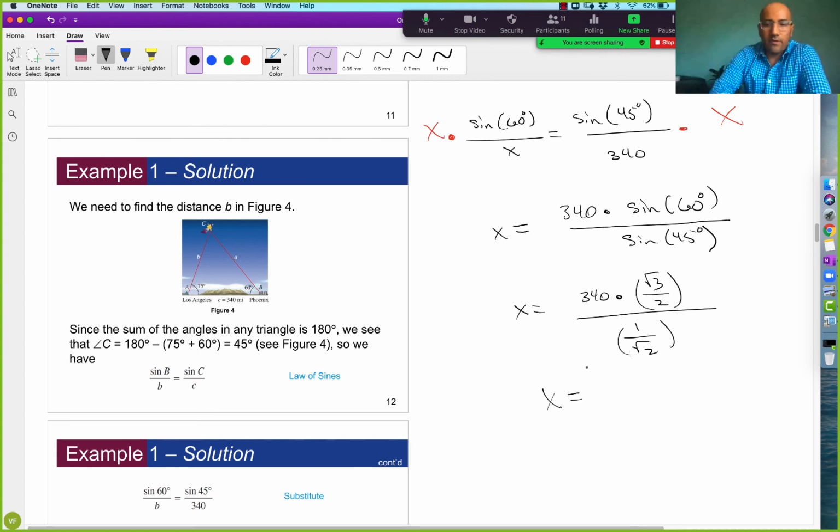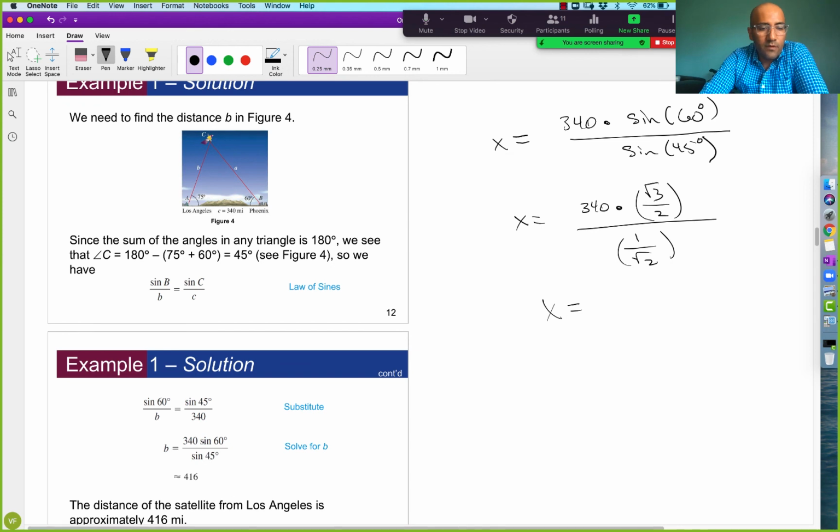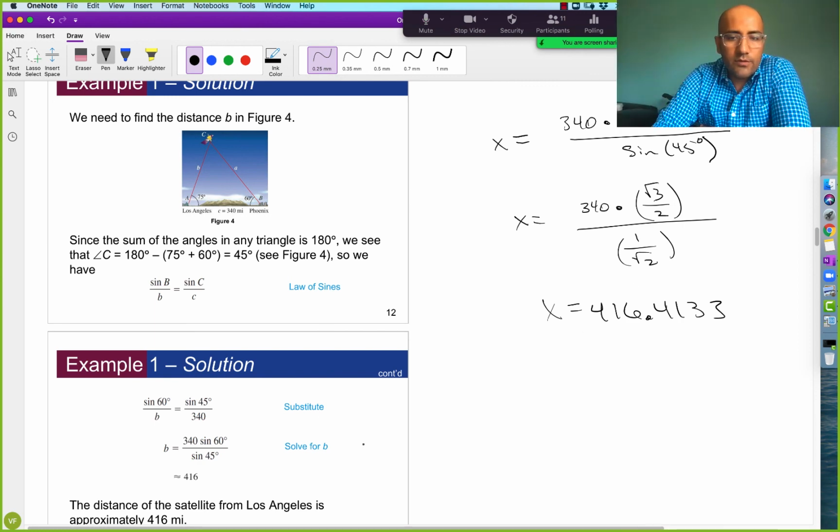And let's see, this is probably the same thing the author did. Sine of 60 over b, sine of 45 over 340. Yep, you get the same equation. And then hopefully this whole thing turns into 416. Any questions? Let me make sure that that's what we get. Root 3 divided by 2 times 340 times root 2. Yeah, I get 416.4133. So we just round to 416. Any questions?